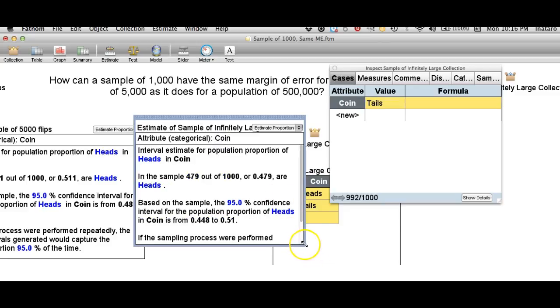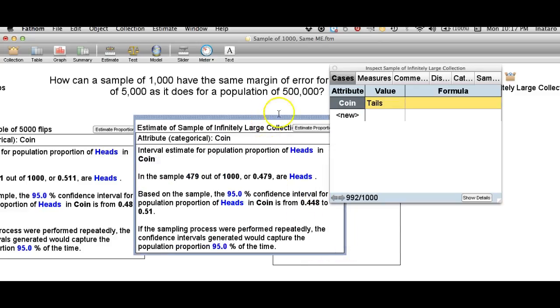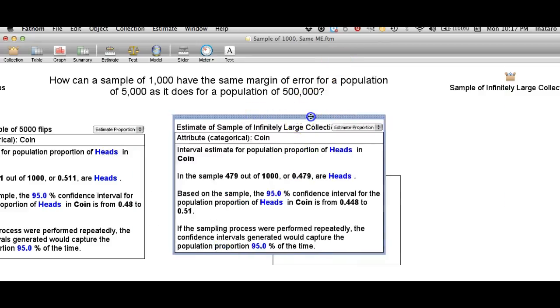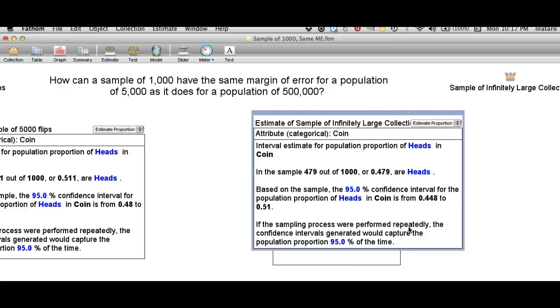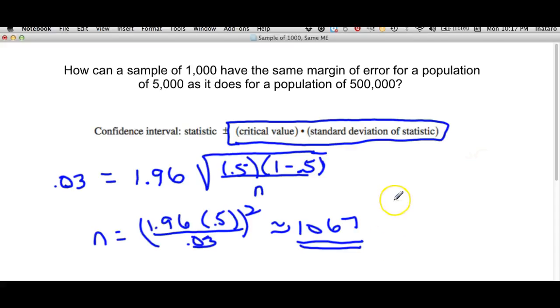And so here, our confidence interval is 0.448 to 0.51. And once again, if you actually do the subtraction, you get 0.062 if you take 0.448 and subtract it from 0.51. And if you divide that by 2, you get a margin of error of about 3.1%. So hopefully this helps you to understand the paradoxical situation that is going on here, and that the margin of error doesn't depend on the size of the population, it depends on the size of the sample.